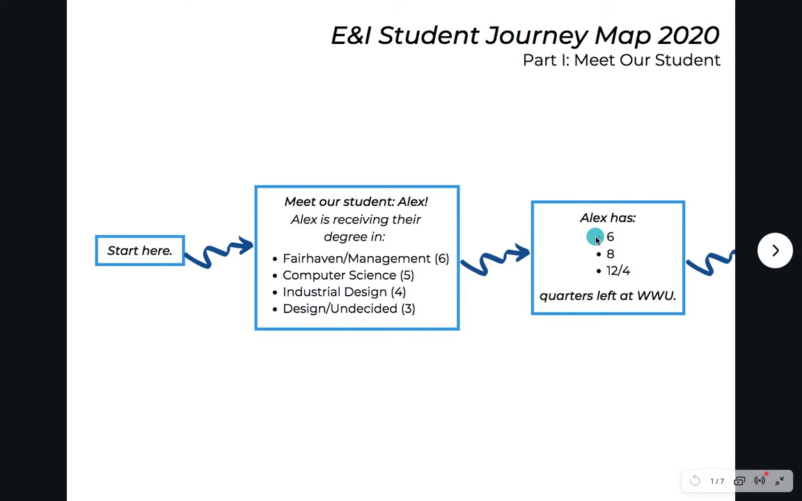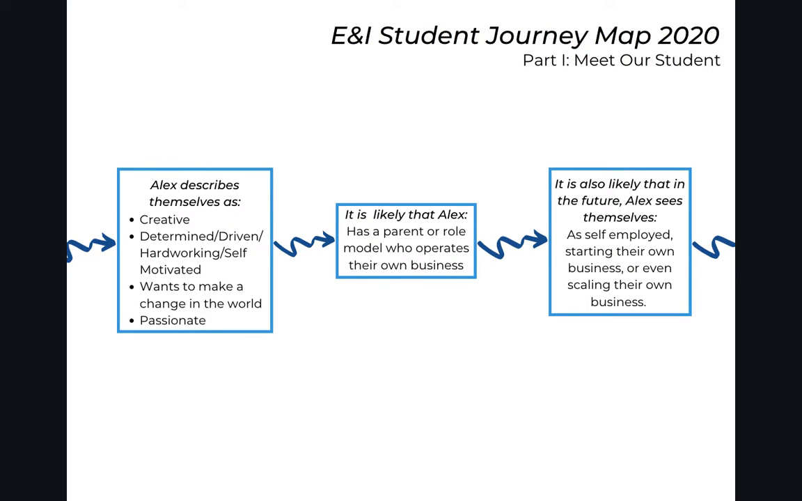Alex has 6, 8, or 12 to 4 quarters left at WW. So this again was based on frequency. The most recurring frequency was 6, 8, 12 to 4. So based on student applications to our program, this is the most common amount of quarters that Alex has left here at WW. So also, we're just in the beginning part of our customer journey. We're just meeting our students. So getting to know, kind of giving some background on the empathy and interviews that have been conducted.